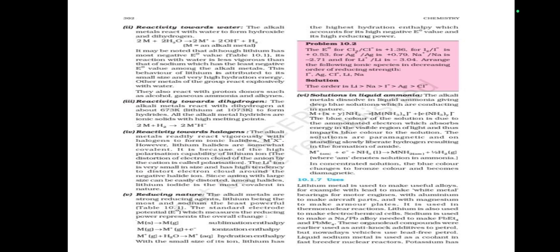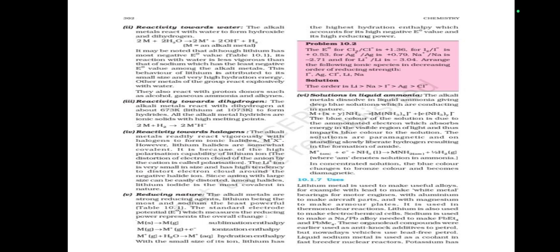Solutions in liquid ammonia. The alkali metals dissolve in liquid ammonia, giving deep blue solutions which are conducting in nature. M plus (x plus y) NH3 gives M positive (NH3)x plus e negative (NH3)y. The blue color of the solution is due to the ammoniated electron which absorbs energy in the visible region of light and thus imparts blue color to the solution.